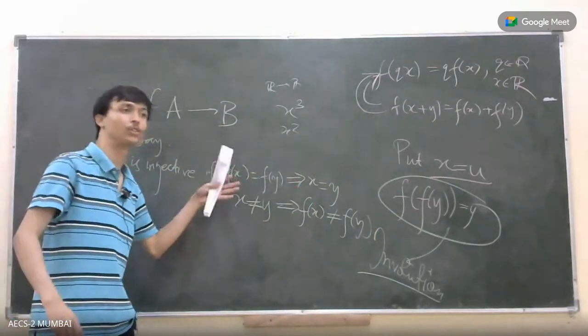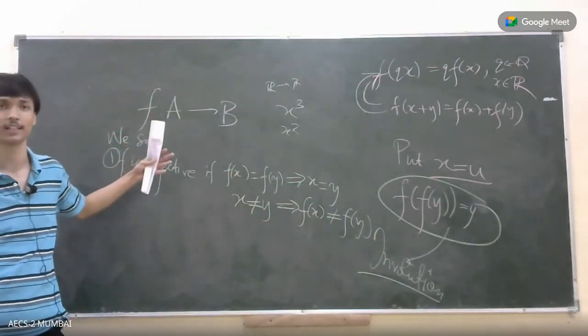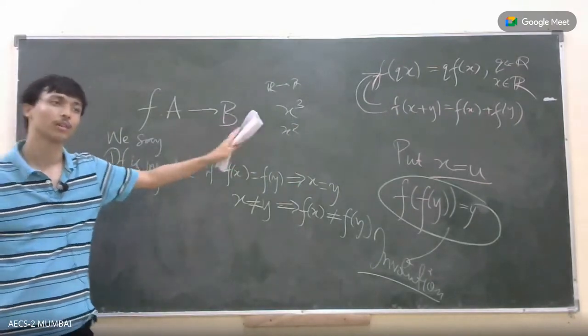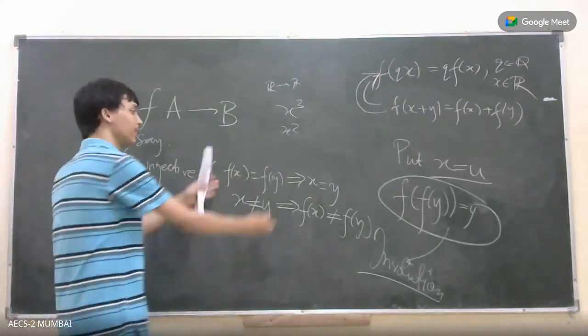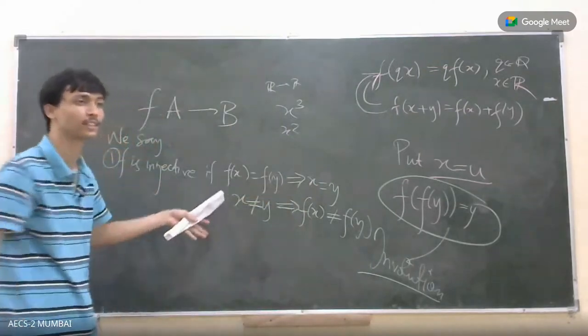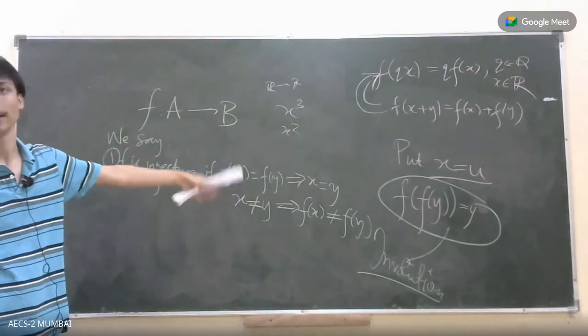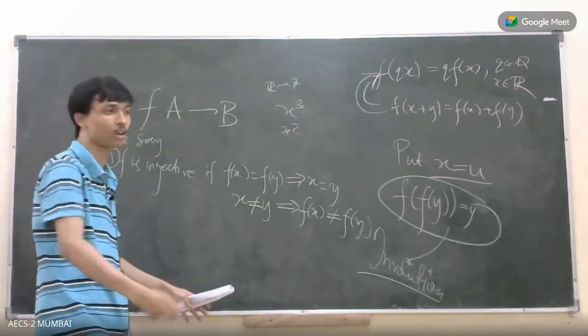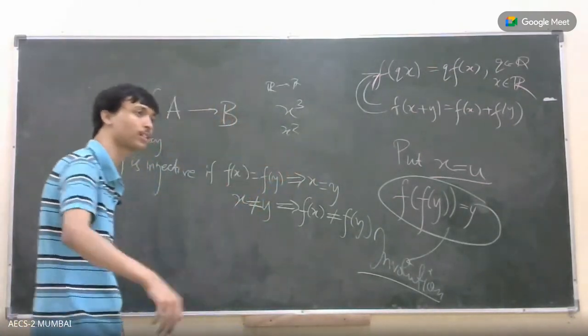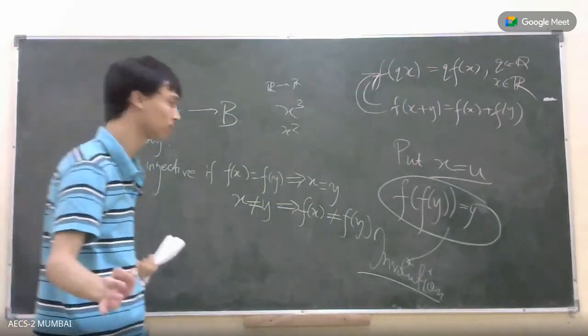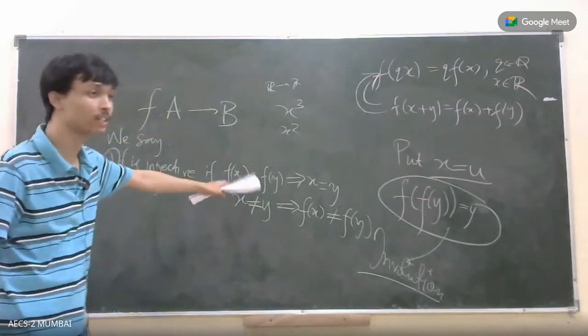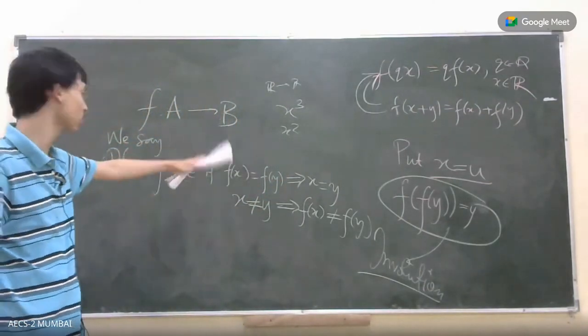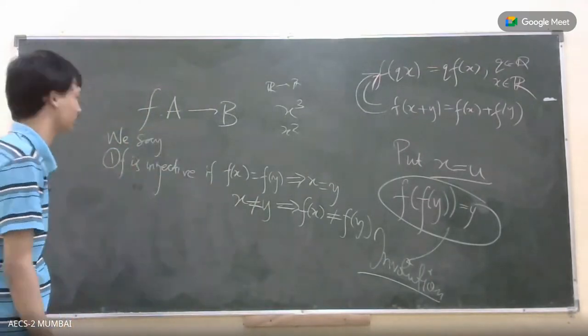So the contrapositive, you know what a contrapositive is, right? Even if you don't bother, can you see that these two are saying the same thing? f of x equal to f of y implies x equals y. Alternatively, x not equal to y implies f of x not equal to f of y. So if f satisfies this for all x, y, then we call f injective.